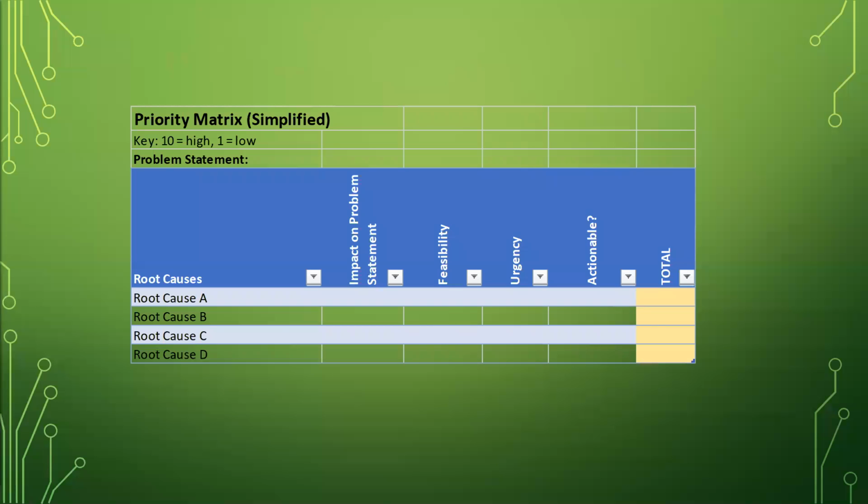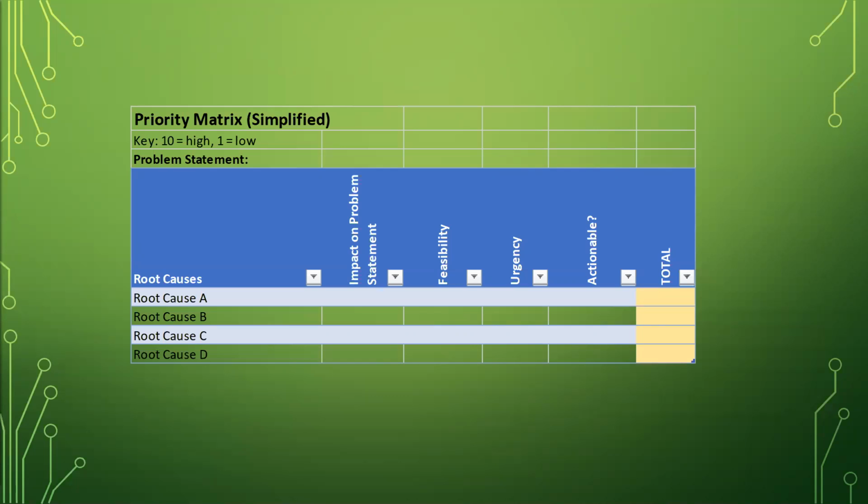Notice at the top we have an area where you put in the problem statement, again, so that you can link the problem statement to the identified root causes. And remember, there are often many root causes to a single problem statement. So you can list all of those here on the left-hand column. And then the 4 columns after that, there's different areas to focus on that you would rank each root cause based on. In this case, using a scale of 10 to 1, with 10 being a high impact or a high feasibility and 1 being low.